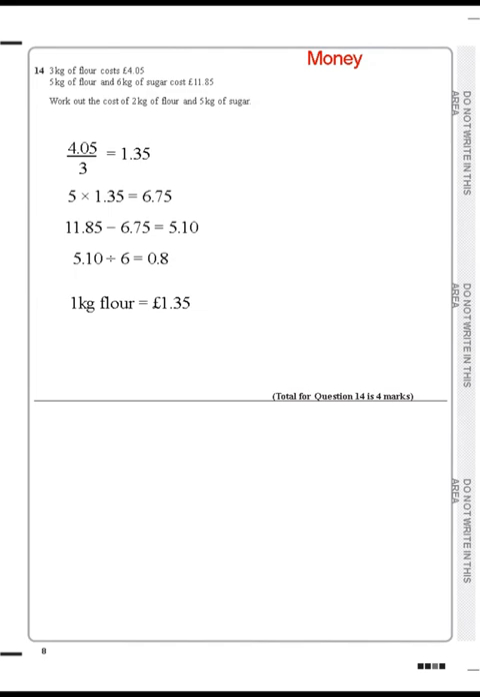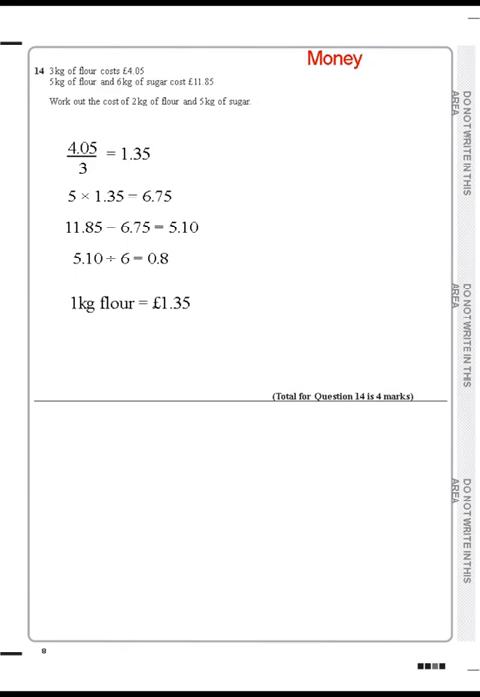Now, we already worked out 1 kilogram of flour cost £1 and 35 pence. So 5 kilograms of flour means 5 multiplied by £1 and 35 pence. This is equal to £6 and 75 pence. This is the cost for 5 kilograms of flour.